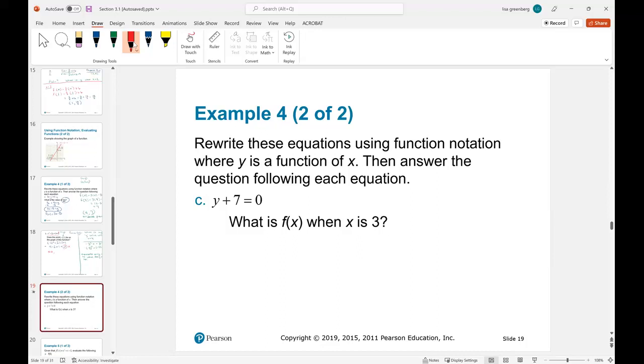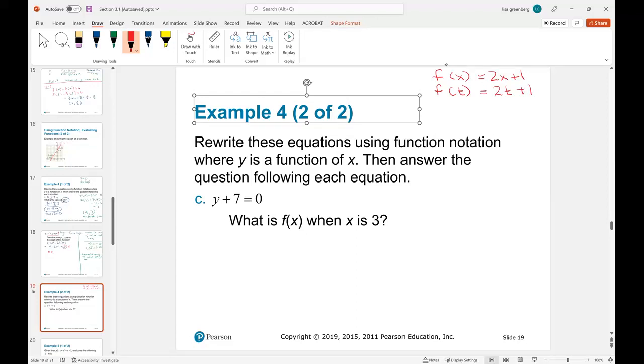Okay, so rewrite these equations using function notation where y is a function of x. And why we say that is because we could have, let's say we have f of x equal to 2x plus 1. Well, then f of t, now this is an equation which is a function of t. And now I would put 2t plus 1 because my variable is this t.